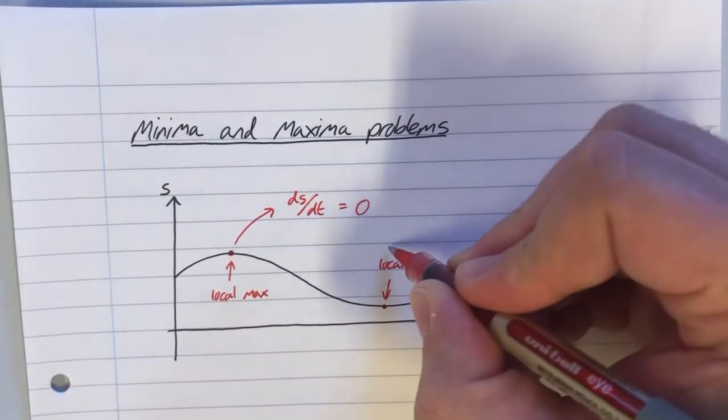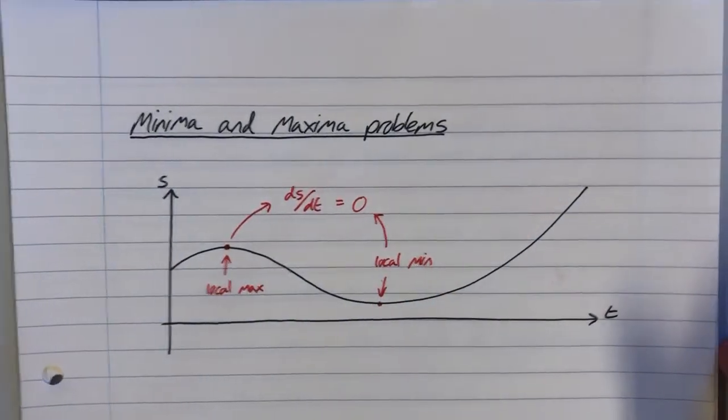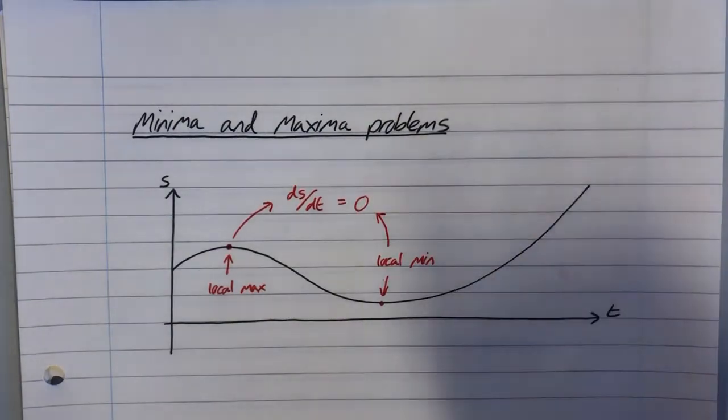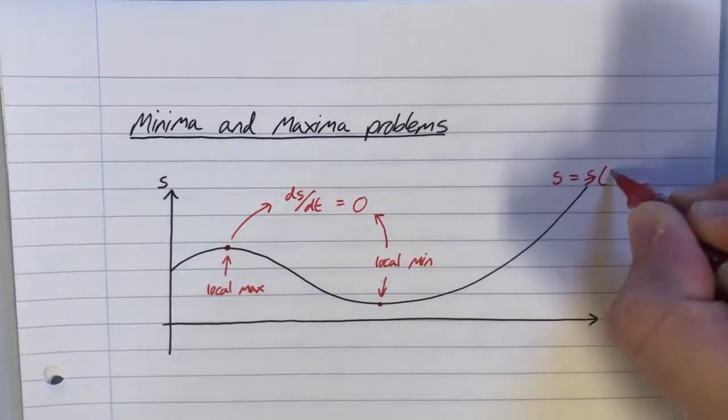So we've got one local maximum there and one local minimum here, and there may be others in the curve as well, but we're just given this snippet. We don't know what this function is. s is some function of time. It could be anything.